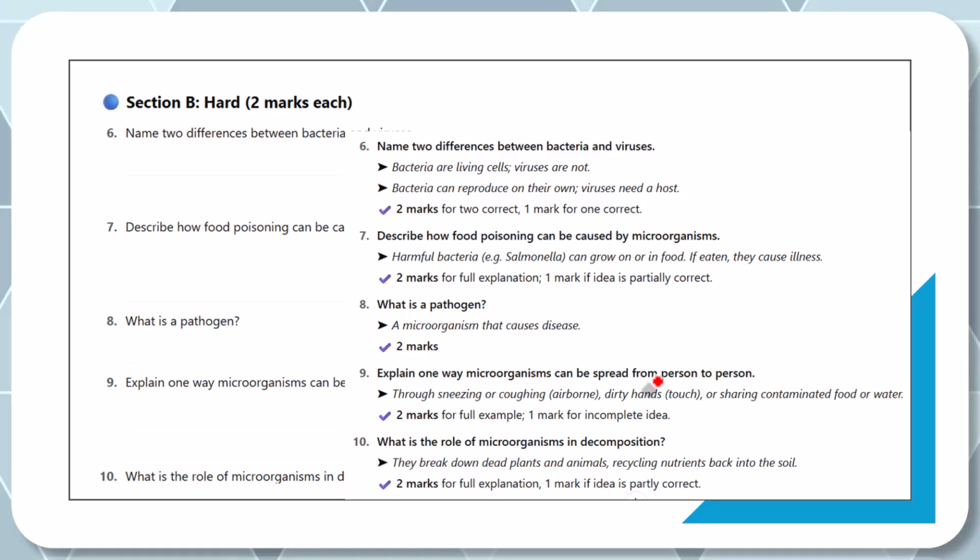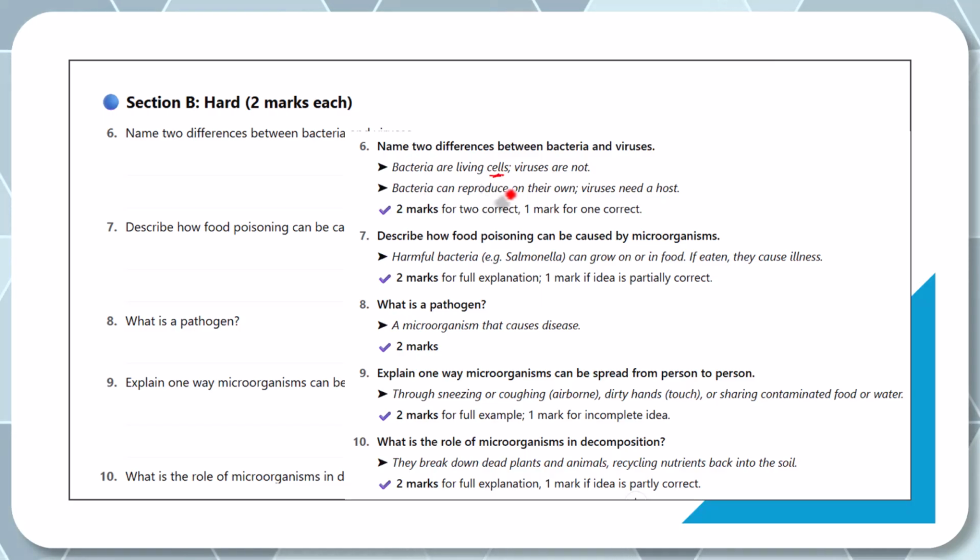The first one says, name 2 differences between bacteria and viruses. Now, I said that bacteria are living cells. They are cells, but viruses are not cells. They are like just molecules. They're not proper complete cells, but bacteria are cells.